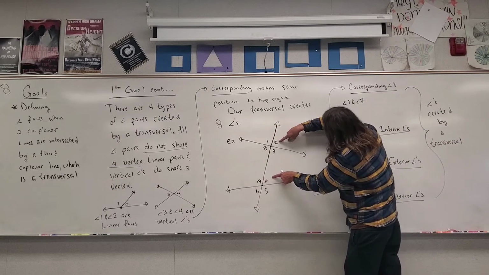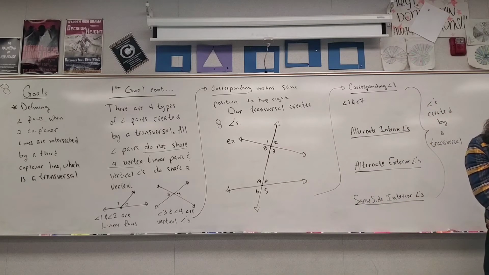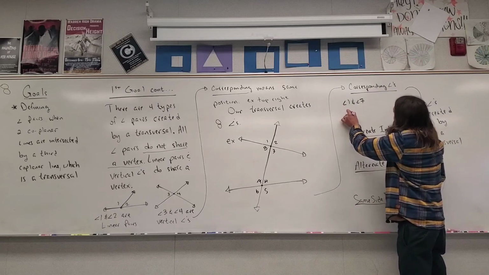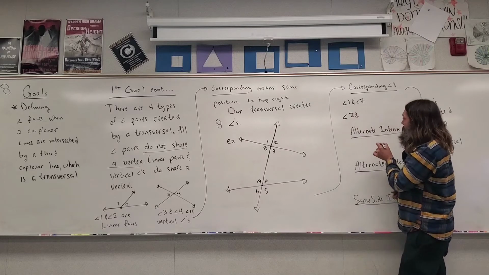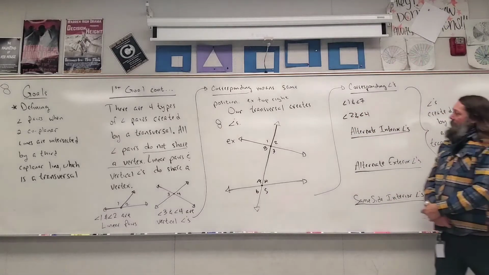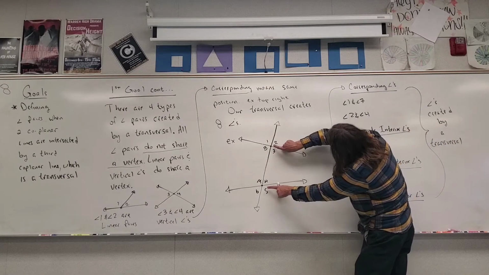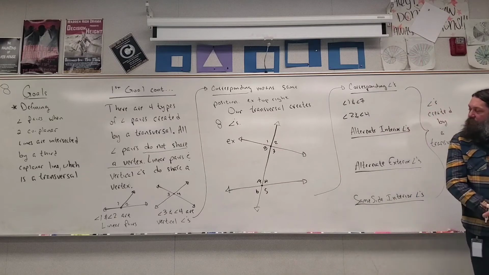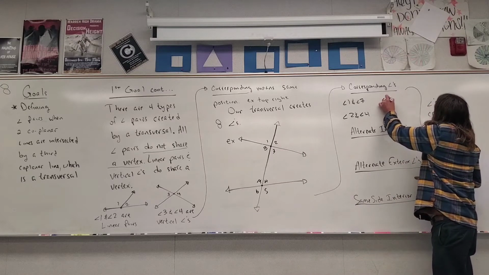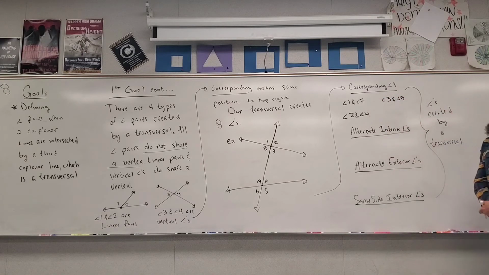Angle 2 and angle 4 are corresponding angles because they're both in the same position and they do not share a vertex. So angle 2 and angle 4. That's another pair of corresponding angles. Angle 3 and angle 5. Bottom right, they do not share a vertex. They're in the same position, so that's another pair of corresponding angles. So angle 3 and angle 5 are my corresponding angles.